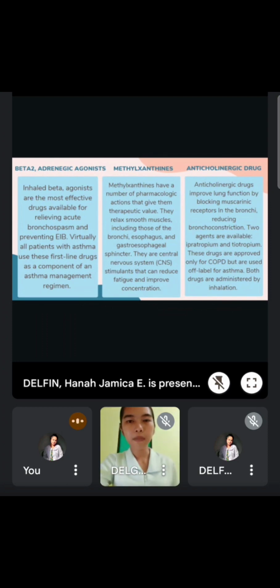Then the methylxanthines. Methylxanthines have a number of pharmacologic actions that give them therapeutic value. They relax smooth muscles, including those of the bronchi, esophagus, and gastroesophageal sphincter. They are central nervous system stimulants that can reduce fatigue and improve concentration.